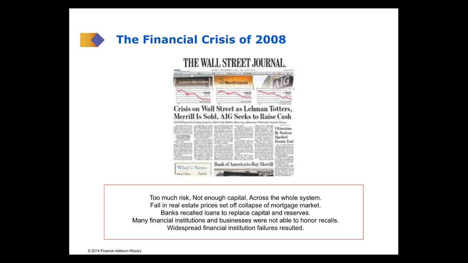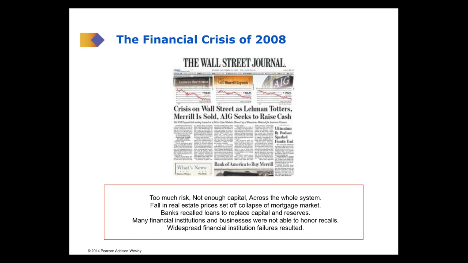Now, a fall in real estate prices kind of set it off, which is a natural thing that might happen in one market. Prices go up, prices go down. We know about that from supply and demand. But a fall in real estate prices set off a collapse in the mortgage market, and banks, being the ones that held the mortgages, started recalling some loans, and some of the people who were recalled didn't have the capital, and it sets off a chain of events. Many financial institutions, many businesses, weren't able to absorb this in the very compressed and short time frame in which it happened.